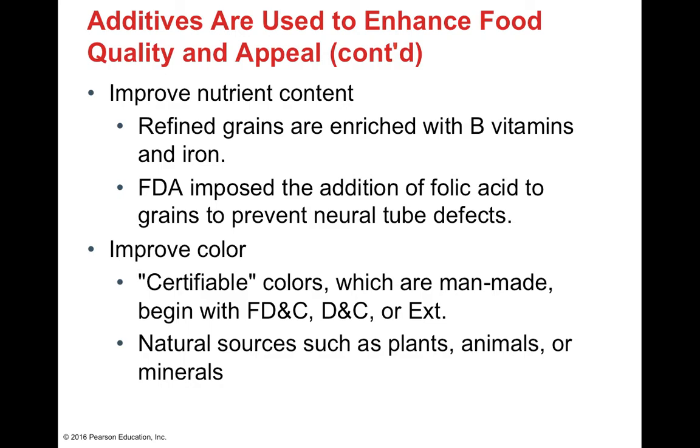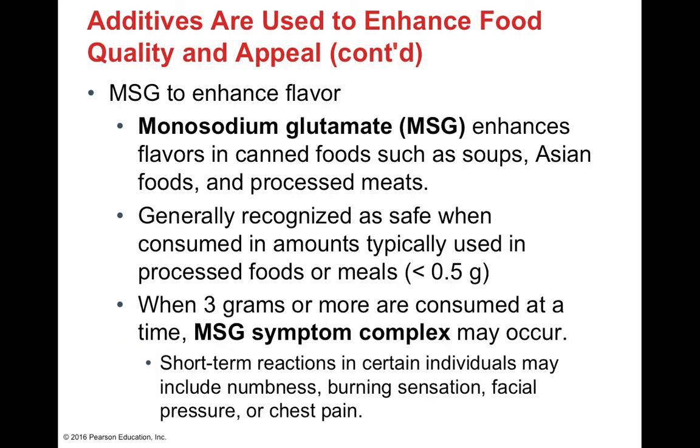We can also add things that will help improve the color, such as FD&C and D&C colors, which are man-made types of certifiable colors, like food colorings. We can also find colors from natural sources such as plants, animals, or minerals. Things like saffron, for example, which is found in the crocus, is one of the most highly sought spices because it can add color as well as flavor to your foods.